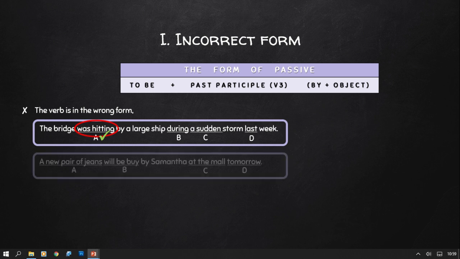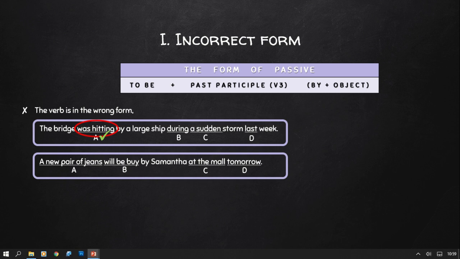You choose this one. And the other example, a new pair of jeans will be bought by Samantha at the mall tomorrow. Okay, again, you might notice the by phrase here. So it is obviously a passive sentence. So go immediately to check the verb, will be buy. Okay, remember in the passive voice, the verb should be in verb 3. It should be past participle. But here, the verb uses the basic form. So this is the problematic one.